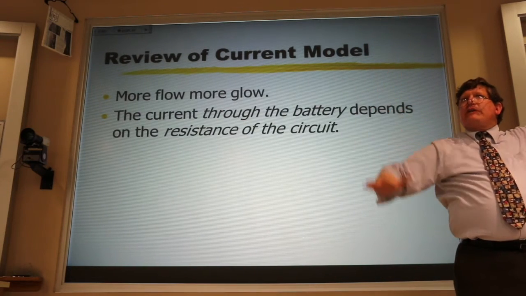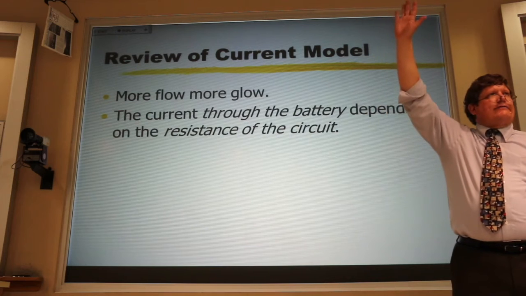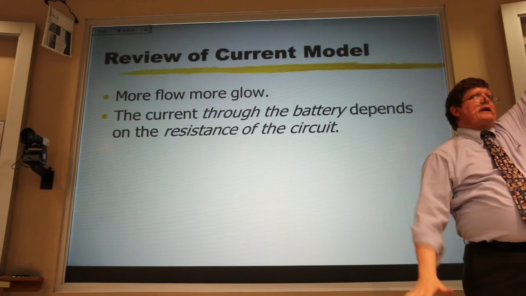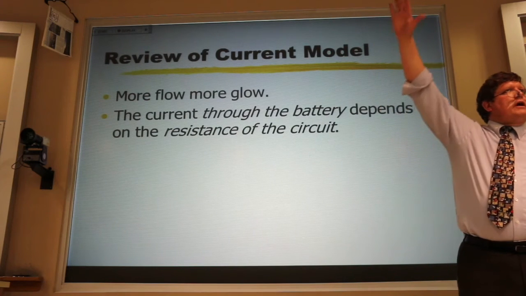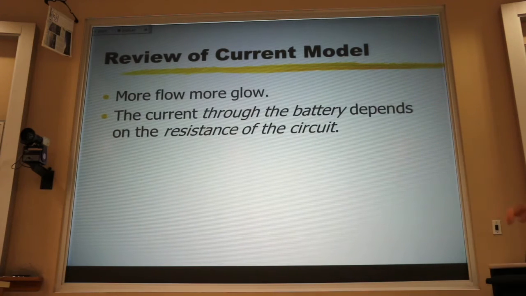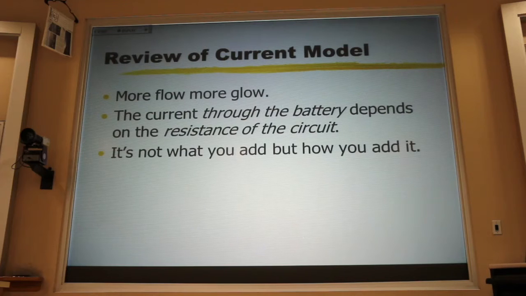When one gets bigger, the other gets smaller. It's a trade-off. When the resistance gets bigger, the current through the battery goes down. When the resistance of the circuit gets smaller, the current through the battery goes up. Again, it's not what you add, but how you add it.